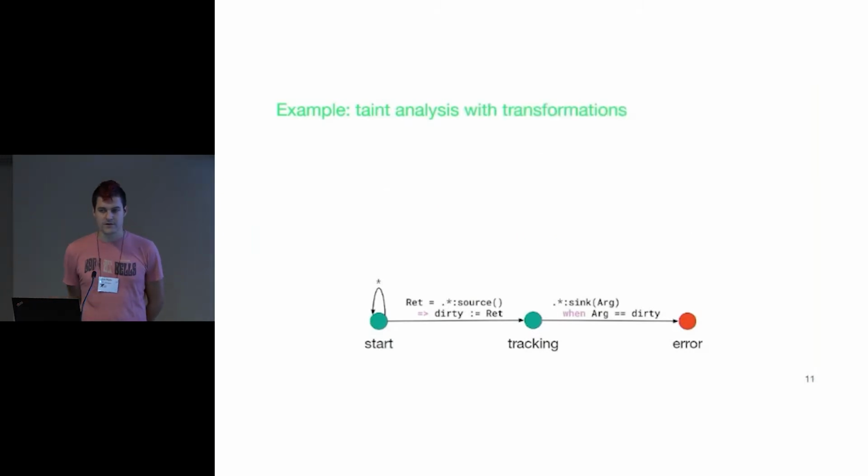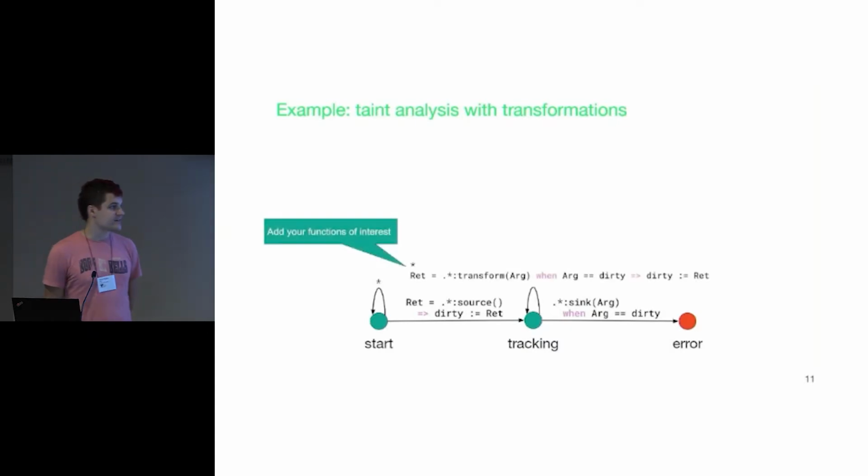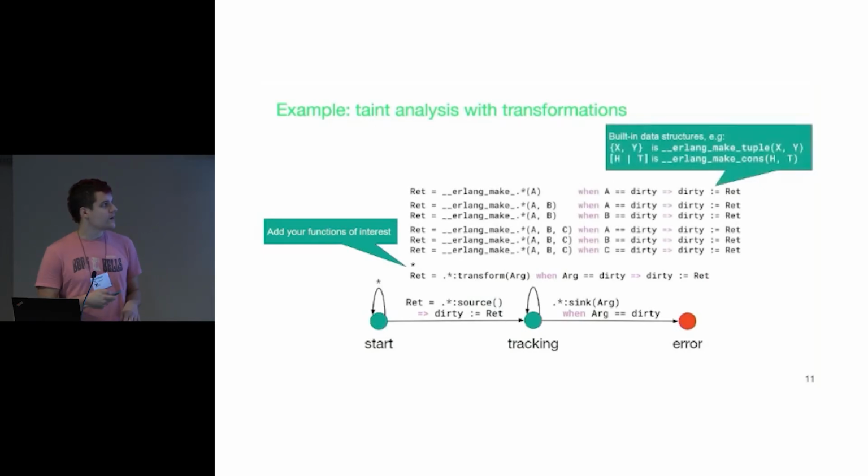So if we want to support transformations, then basically in the tracking state, we have to add the loop, which tracks all sorts of transformation functions that we are interested in. This is where probably regular expressions help the most. And as of now, if we want to track taint properties across data structures as well, we have to add a few built-in functions. Basically in Infer, data structures, such as constructing a tuple or a list, are translated into these special functions, make tuple, make cons. And with these regular expressions, we can track tainted data across data structures as well.